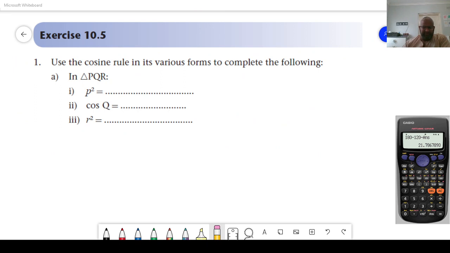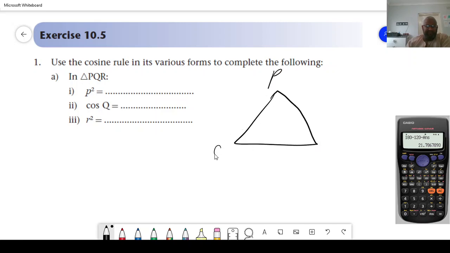Okay, now we're looking at exercise 10.5 on page 352. We are told to use the cosine rule, which is the cos rule, in its various forms to complete the following triangle. So here we got triangle, so it will be triangle PQR.